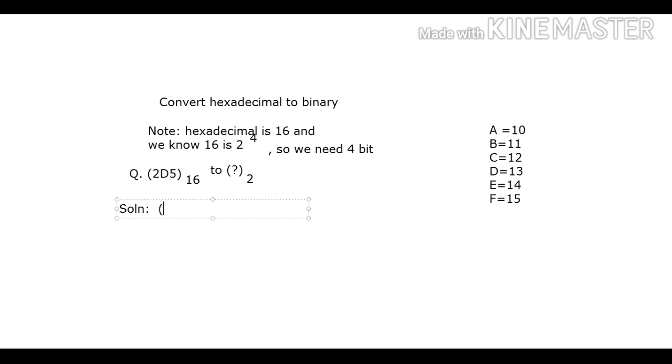Okay, so 2d5 equals, write 2, then give some space, write D, then give some space, and write 5. Okay, so now what we need to do, we need to write the binary of 2. Binary of 2 is what? 10.